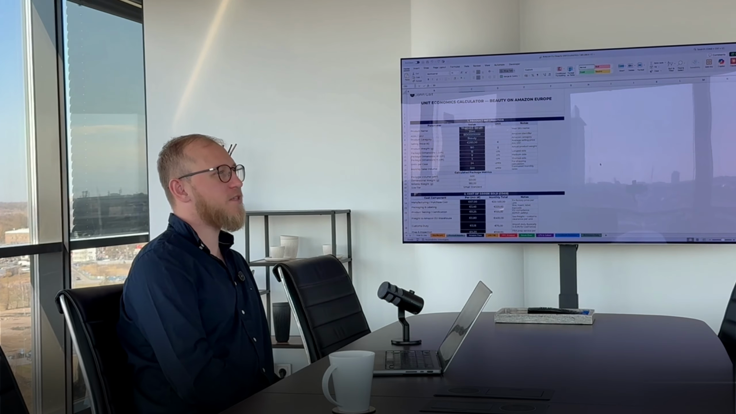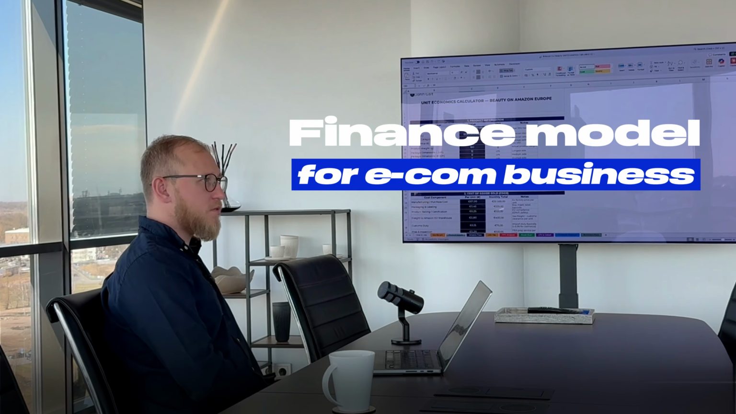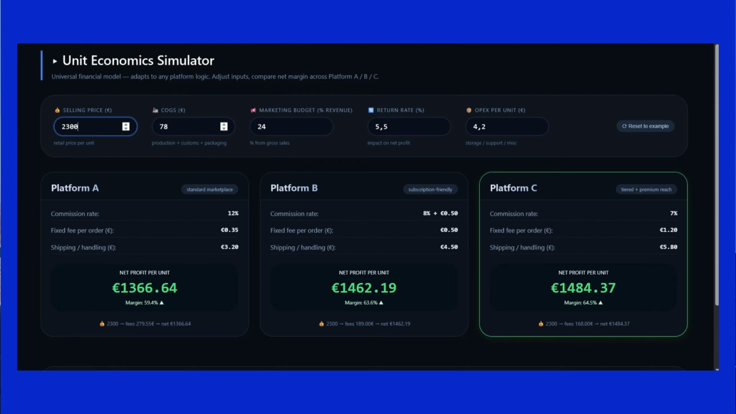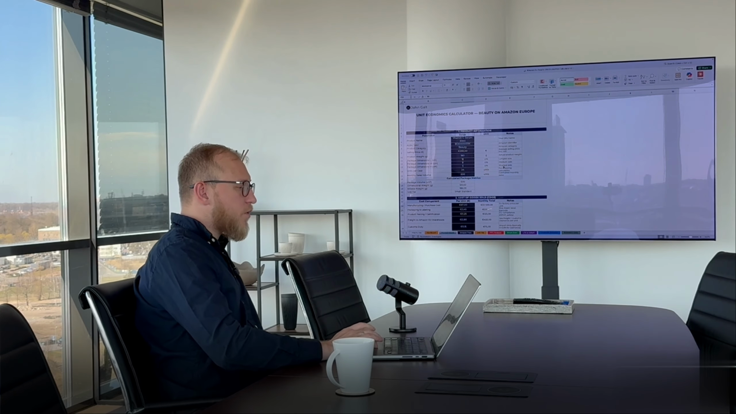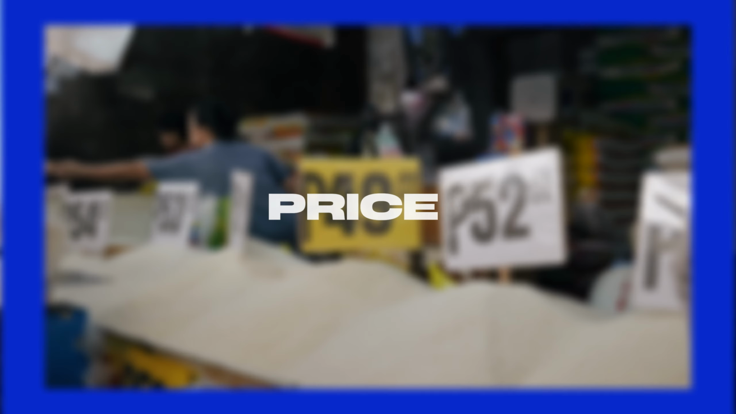Today we will consider a finance model for an e-commerce business. Basically, you can use it as a calculator for each new product, and we will consider specifically products that are going to be sold on the Amazon platform. Of course, you can use this model for other platforms as well, but you need to change some metrics and the logic behind it. First of all, we need to find out the price of our product.